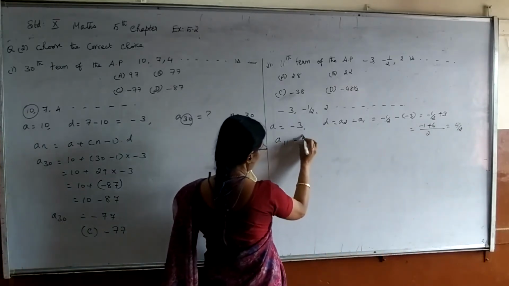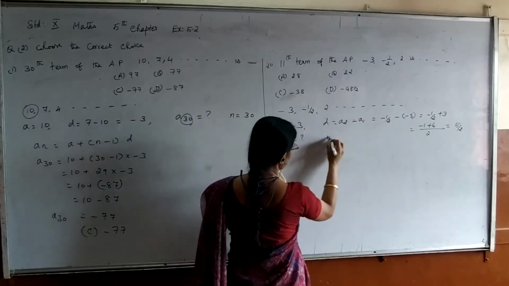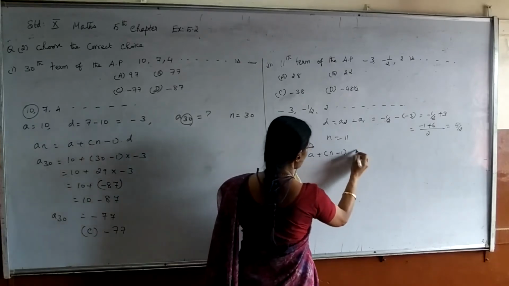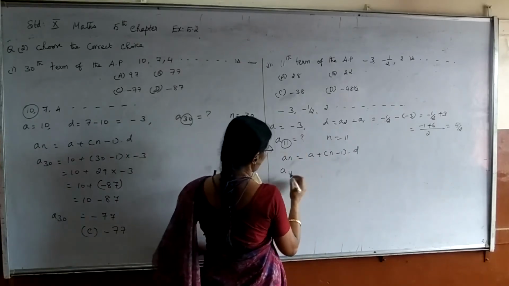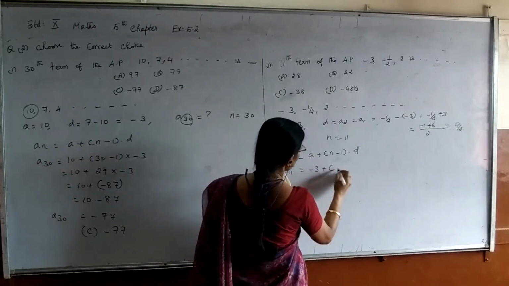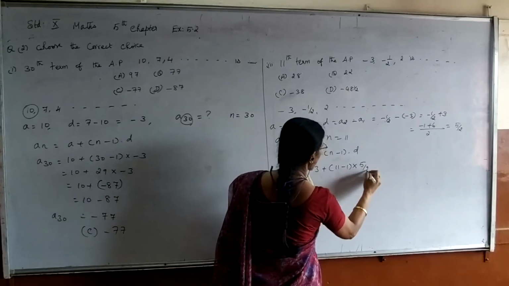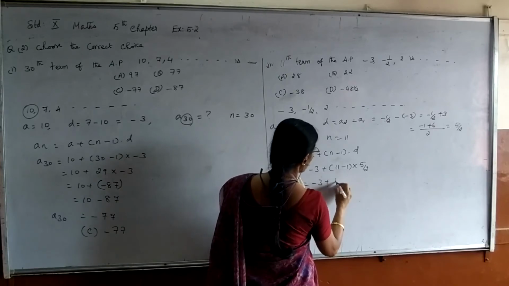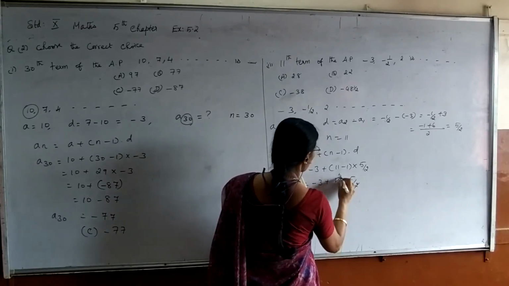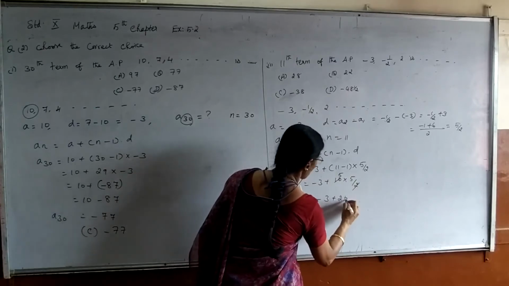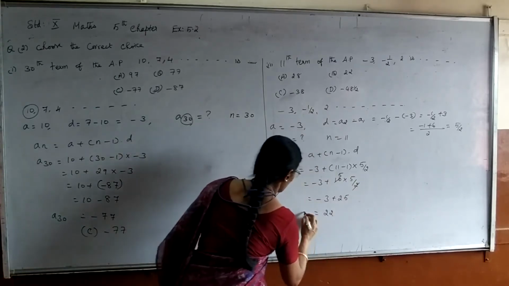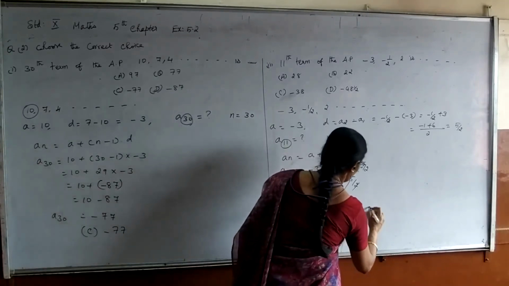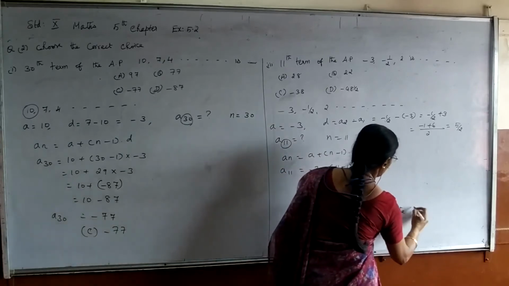11th term, a11 is asked. Therefore, what is n here? n is equal to 11. Using an equal to a plus n minus 1 into d and substituting the values of n, a and d, we get here minus 3 plus 11 minus 1, d is 5 upon 2. So minus 3 plus 10 into 5 by 2, which is minus 3 plus 25 equal to 22. So we got a11 is equal to 22. Therefore, the right option is B. B is the right option.